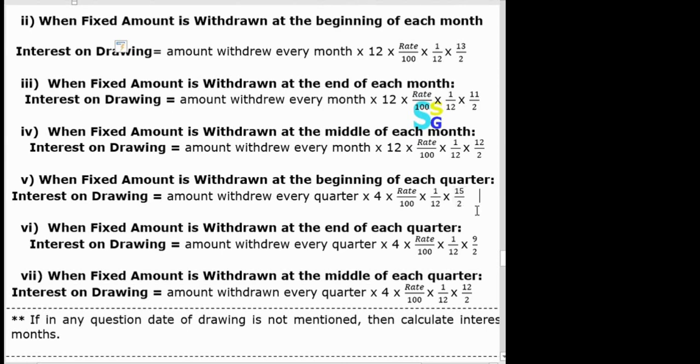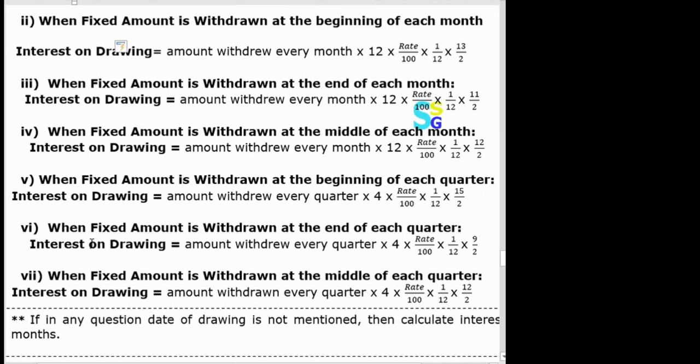And why is it 15 by 2? Because, as I told you, if you have withdrawn the money on 1st January, you have to pay 12 months interest. If you have withdrawn on 1st October, you have to pay the interest for 3 months. So 12 plus 3 by 2 is equal to 15 by 2.